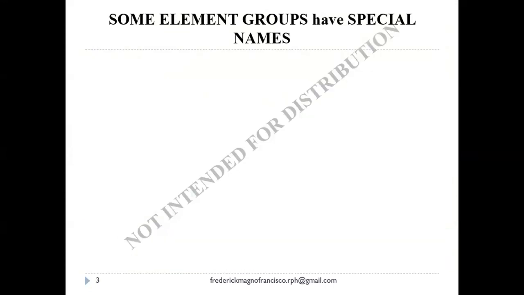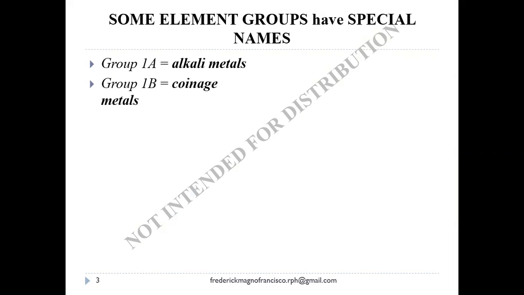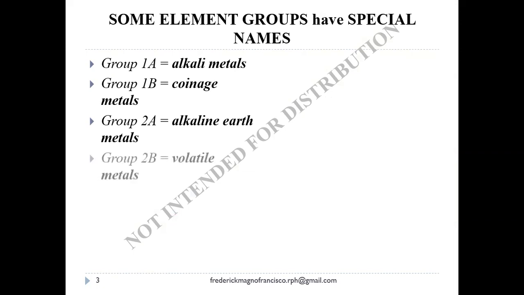Elements are often referred to collectively by their periodic table group number. For example, group 1A, group 2A, and so on. However, for convenience, some element groups have been given special names. The group 1A elements are called alkali metals. The group 1B are called coinage metals. The group 2A elements are called alkaline earth metals. And the group 2B are called volatile metals.